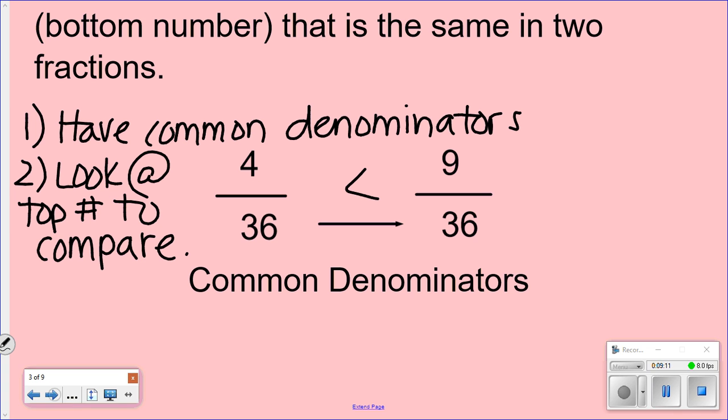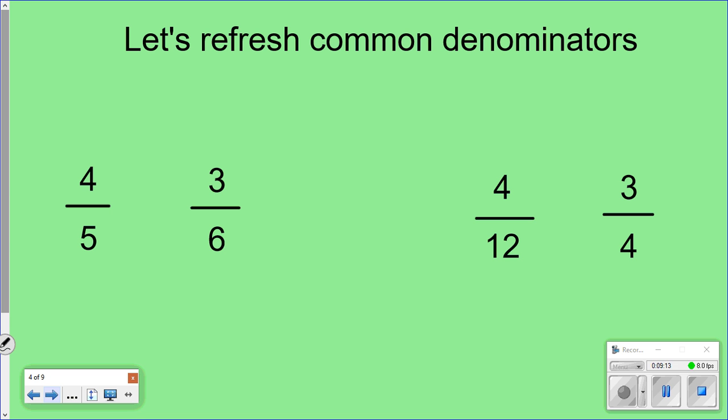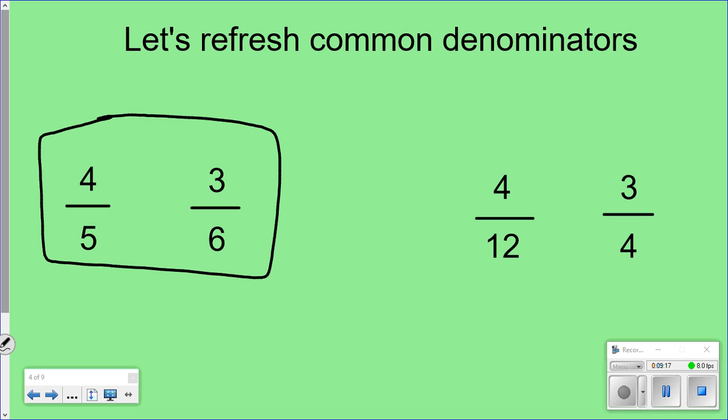Good? All right, so here's some fractions. We're going to look at these two, and our job is to compare them. How do you make common denominators? There's a lot of ways to make common denominators. I have a 5 and a 6. What can I do to make them common, Matt? Does anybody remember what to do? There's a few different things you can do. Landon? Basically change them. Okay, but how do I change them? And what do I change them to?